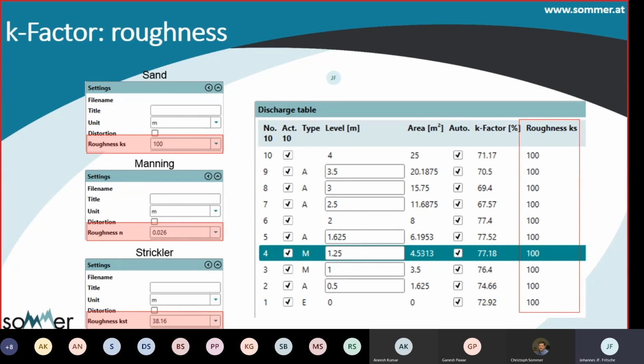In the Q Commander software, we can specify the roughness for each entry in our discharge table, and also select the roughness from different methods. So we can select the sand roughness coefficient. We can select the Manning coefficient, which has another scaling here. And we can also select a third one, the Strickler roughness coefficient.